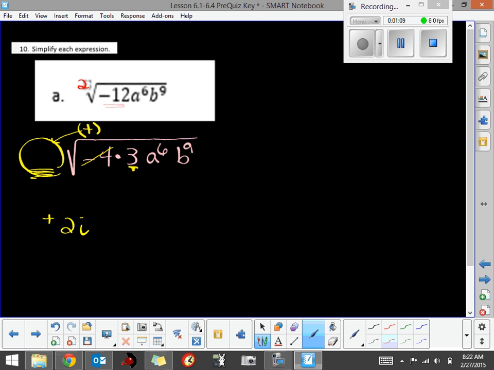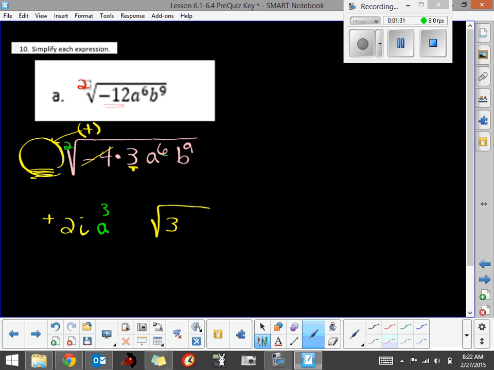The square root of 3, there are no more perfect squares in 3, so I just put the square root of 3 there. Now we're going to handle our a to the 6th. We want to take the square root of a to the 6th, and we said we can think about this as how many perfect groups of 2 are there in 6. So we're going to take 6 divided by 2, and there are 3 perfect groups of 2 in 6.